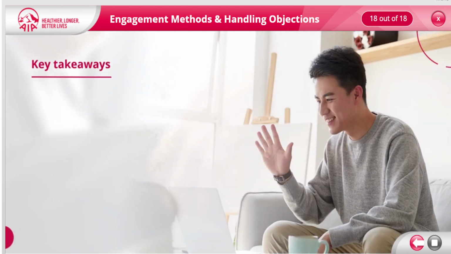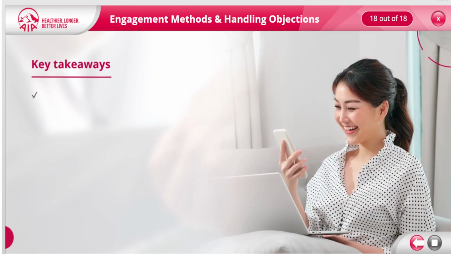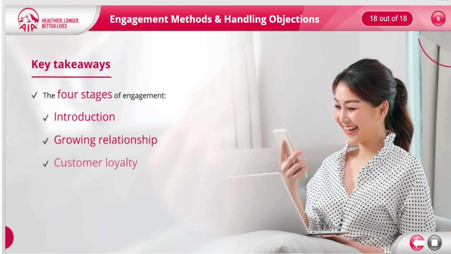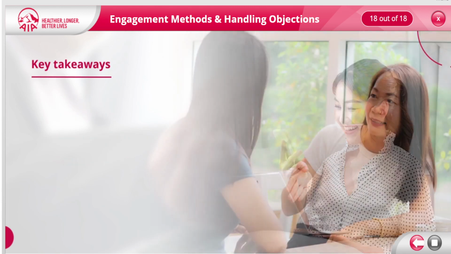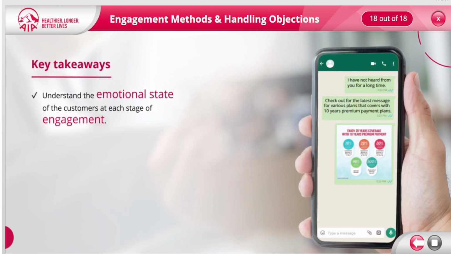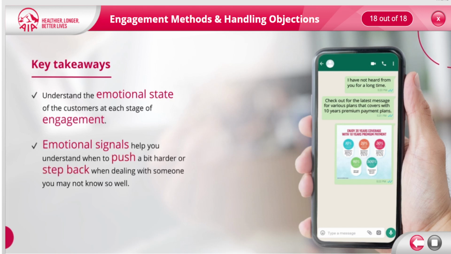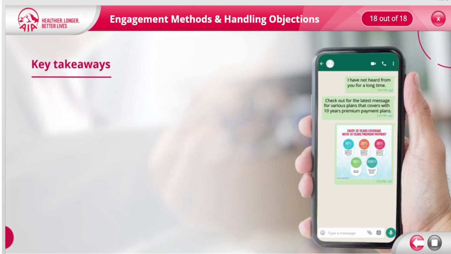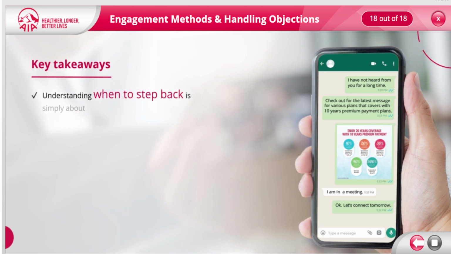In today's course, we have discussed engagement methods and handling objections. You have learned about the 4 stages of engagement, which are introduction, growing relationship, customer loyalty, and advocacy. You also gained a better understanding of the emotional state of customers at each stage of engagement. You also learned how to read emotional signals over text that help you understand when to push a bit harder or step back when dealing with someone you may not know so well. You now have a better understanding of when to stop and step back in a conversation.